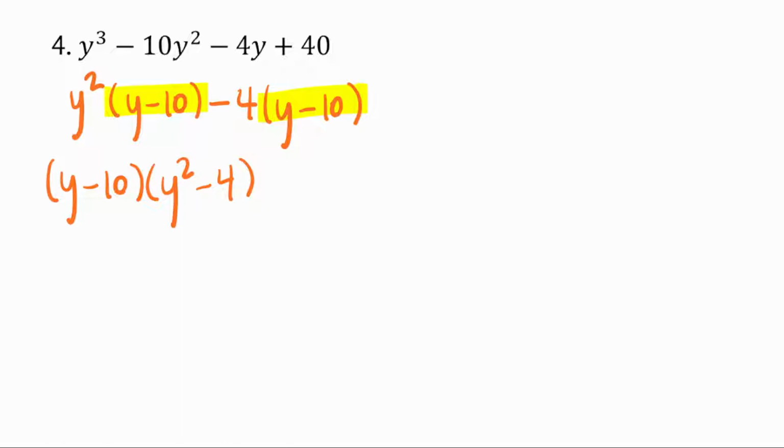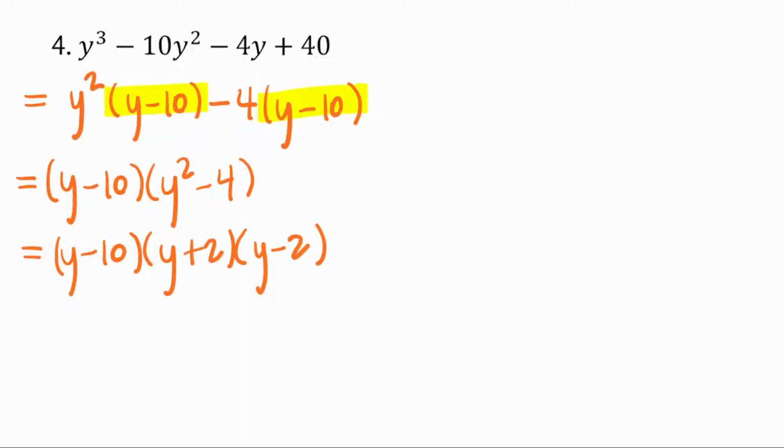And it's like, oh yeah, okay, this is going to be a difference of two squares, and I can keep going. And that'll be it for that.